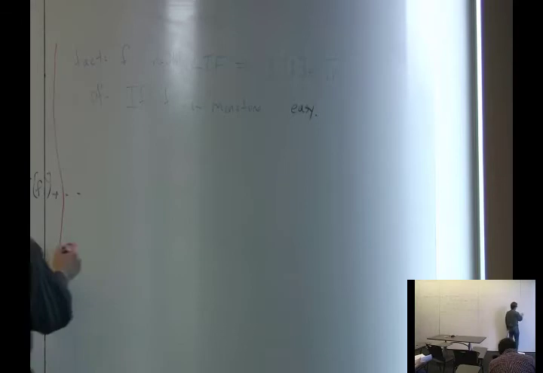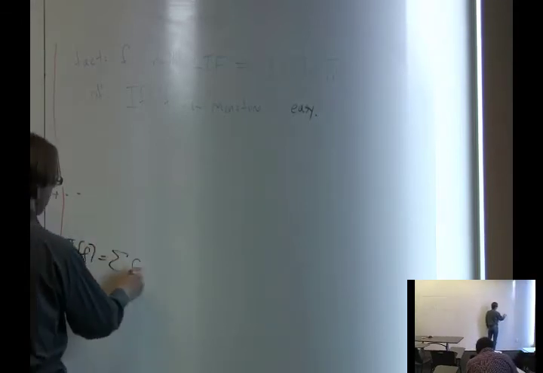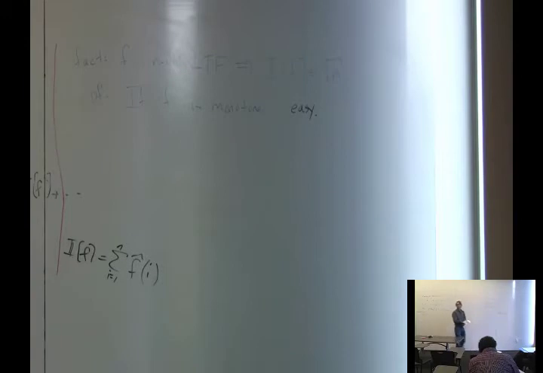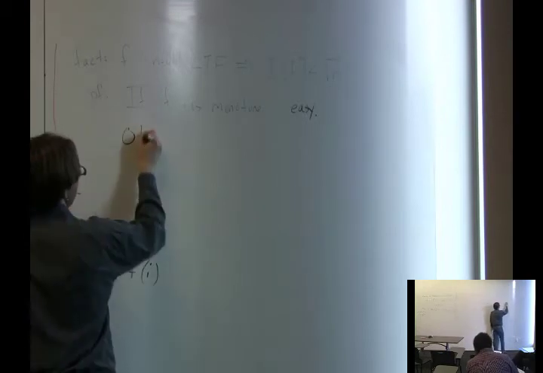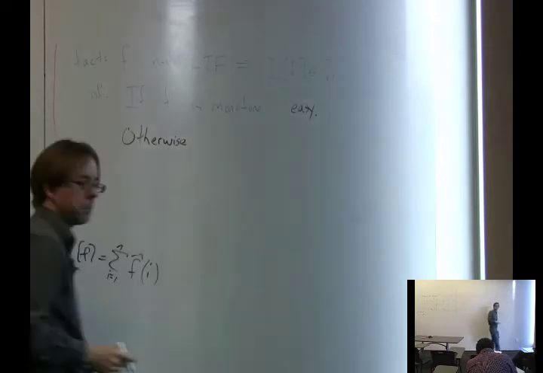That was using the fact that the total influence of a monotone function is equal to the sum of the degree 1 Fourier coefficients. The influence of the ith coordinate equals the degree 1 Fourier coefficient for monotone functions. And this, as we saw, is maximized by majority. So if it's monotone, then this is easy. Otherwise, does somebody have a suggestion?